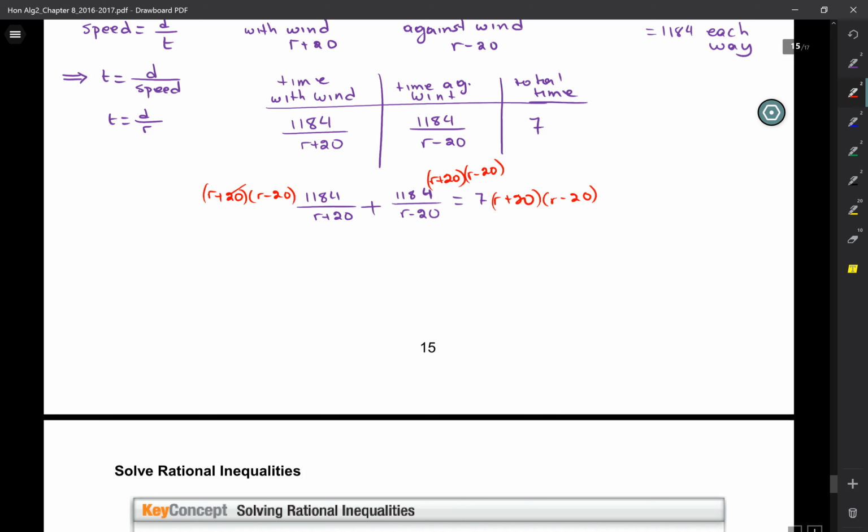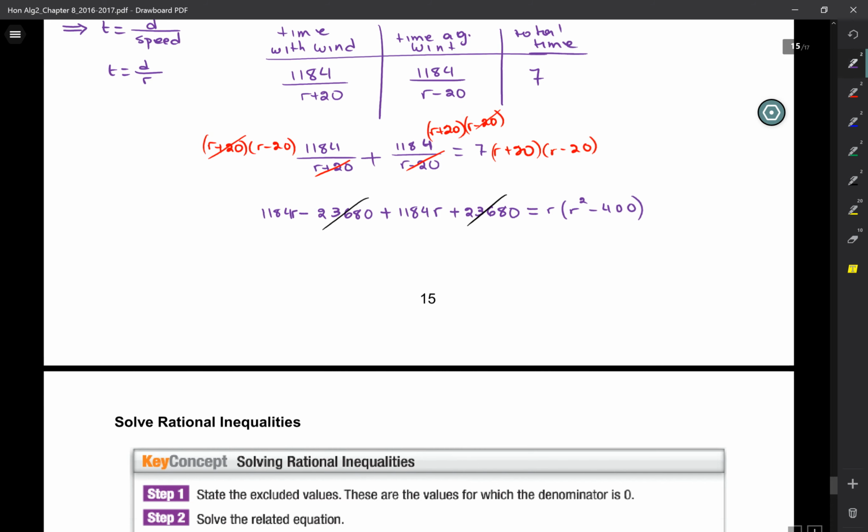Okay, so take a look here. These cancel. So what I have here is, I'm just going to distribute. So it'll be 1184r minus 20 times 1184, plus 1184r minus 236 plus 23680 equals 7 times r squared minus 400. And here, these two cancel, like Mikey was saying.